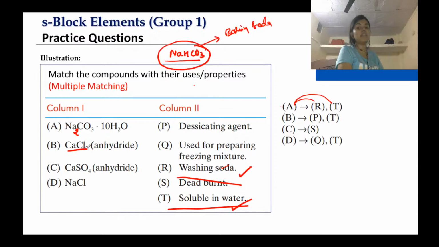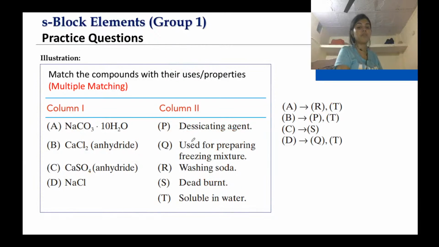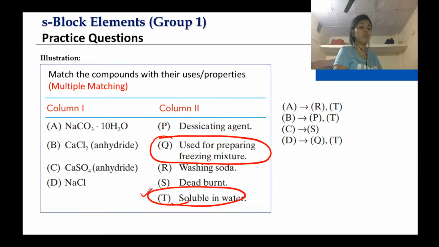Now calcium chloride, it is used as a desiccating agent. That means basically it is used to remove moisture. Right? Desiccating agent means that it is used in a desiccator in which the moisture is removed. So calcium chloride is used as a desiccating agent and also it is soluble in water. So B becomes P and T. Now calcium sulfate anhydride, we already know that it is called dead burnt. And NaCl, if you see, is used for preparing freezing mixture and also it is soluble in water, as we know that table salt is already soluble in water.